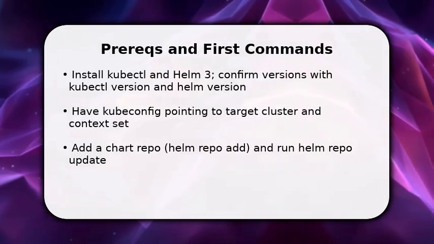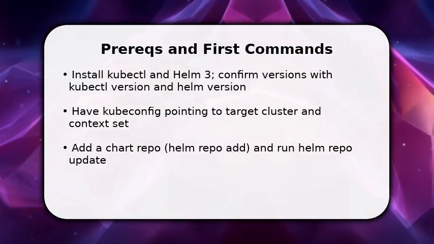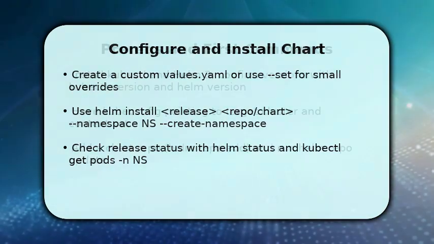Then, pull values with helm show values to inspect defaults before making edits, so you know what to change and why. You next configure and install the chart, balancing speed and correctness.